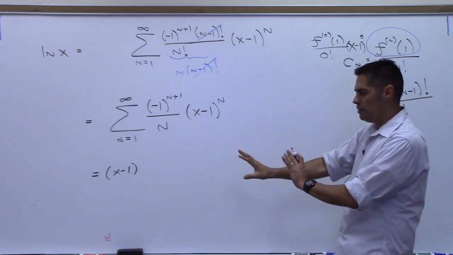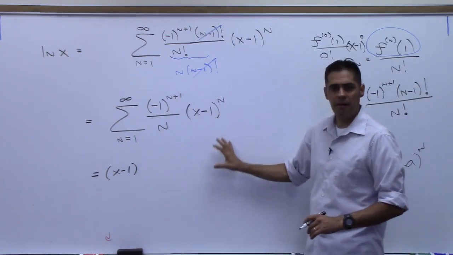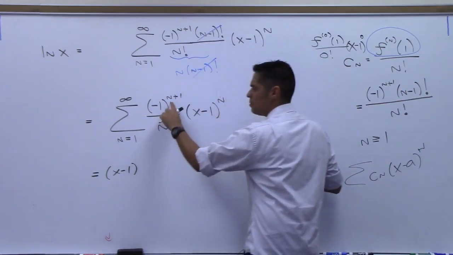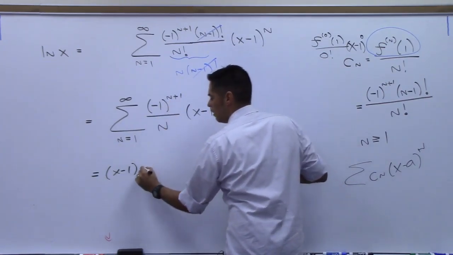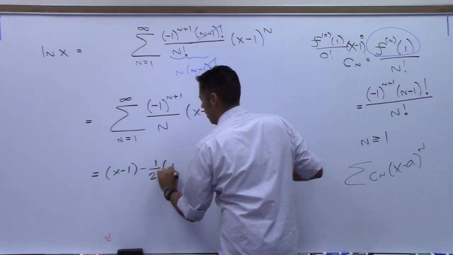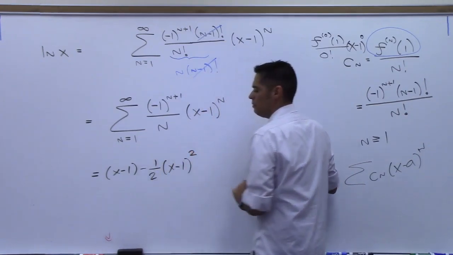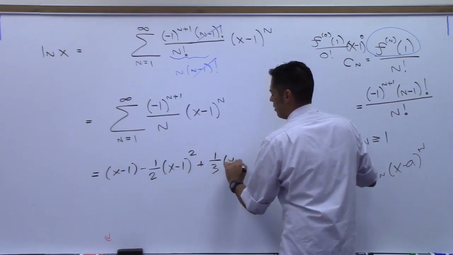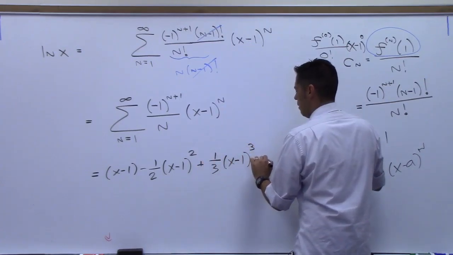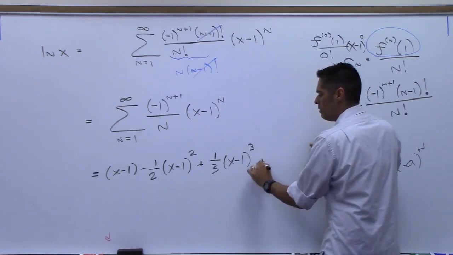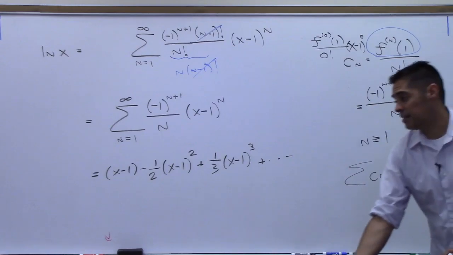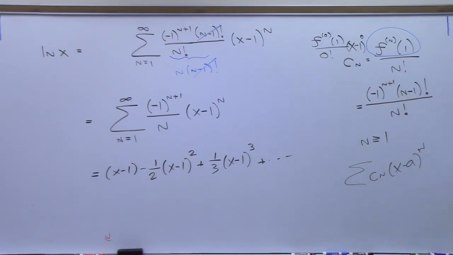Let me finish this. I'm just writing out what it is, okay? So if I plug in 1, I get that. What happens if I plug in 2? This will become negative 1/2 x minus 1 squared. Next one, plus 1/3 x minus 1 cubed. Minus, and then it would continue, right? That's the power series expansion, or that's the Taylor series of natural log of x about a equals 1.